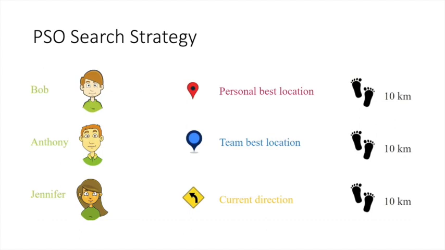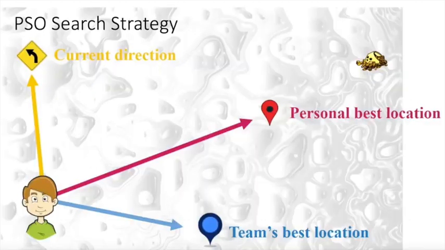Remember, they will each remember what has worked from them so far by remembering their personal best location. This is the same as remembering your past experience. So they will also be influenced by their social circle. So everyone will be communicated or informed what is the best location found by the rest of the team. And they will also have some inertia. That is, they will also want to go a little in their own respective direction that they are currently moving in. By combining the knowledge of all these three components, they will each decide their next move.